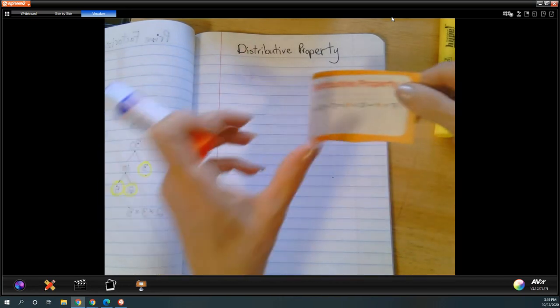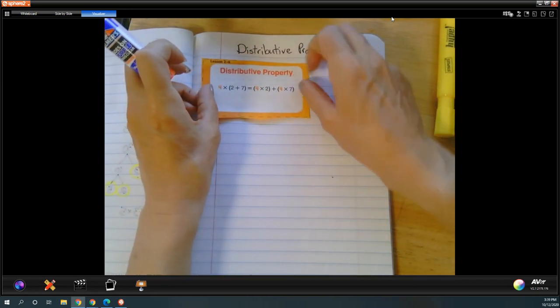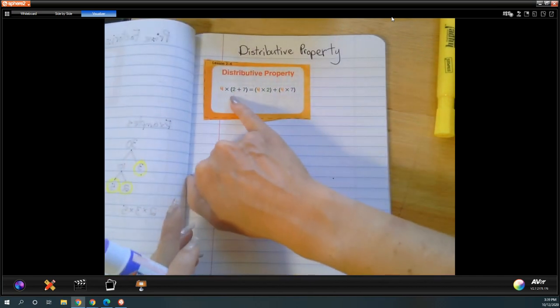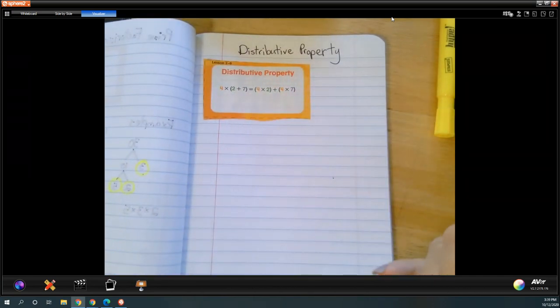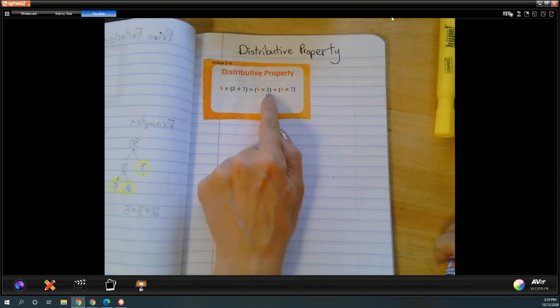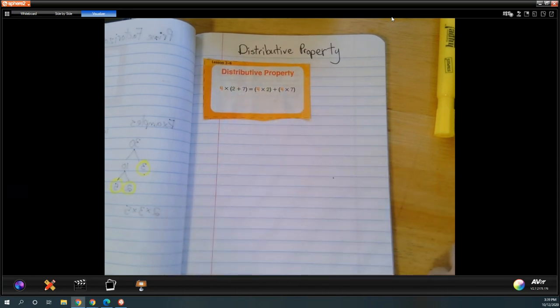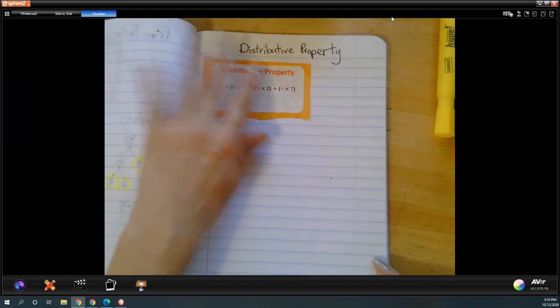We're going to write some examples. There's a great example right here. It's basically saying that 4 times (2 plus 7), 4 times 9, is the same as 4 times 2 plus 4 times 7. What we're doing is shifting our parentheses so that we can solve these math problems, especially with multiplication, quicker.